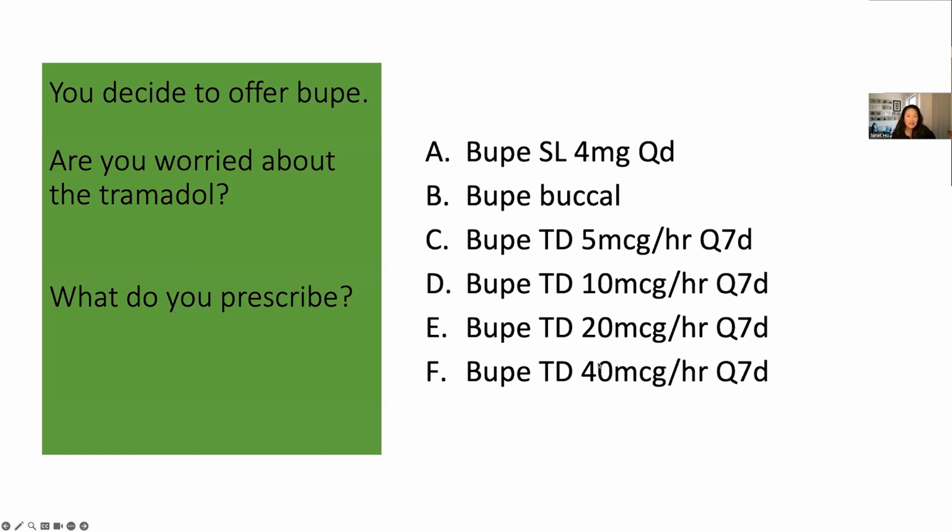You do decide to offer him buprenorphine because you have constipation, you have stable disease, and this is pain that's impacting your daily function. We could try an opioid. What dose of buprenorphine might you start him on? So we have Bupe sublingual at 4 milligrams daily. We have the Bupe buccal, I didn't even put a dose there. And then we have different transdermal patches.